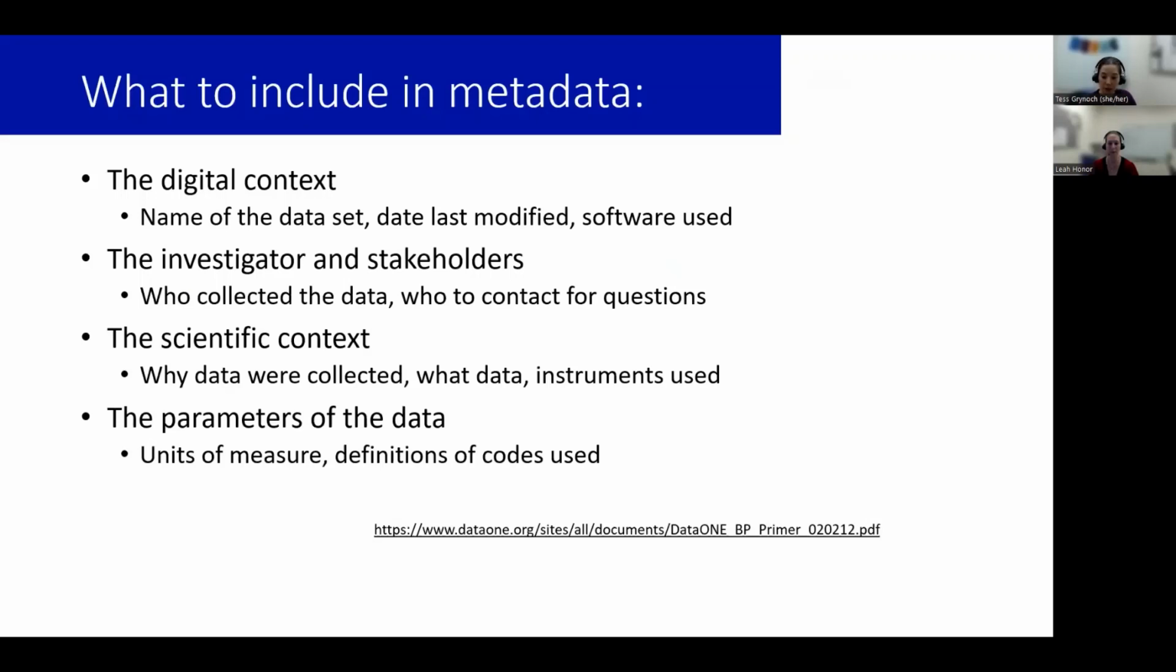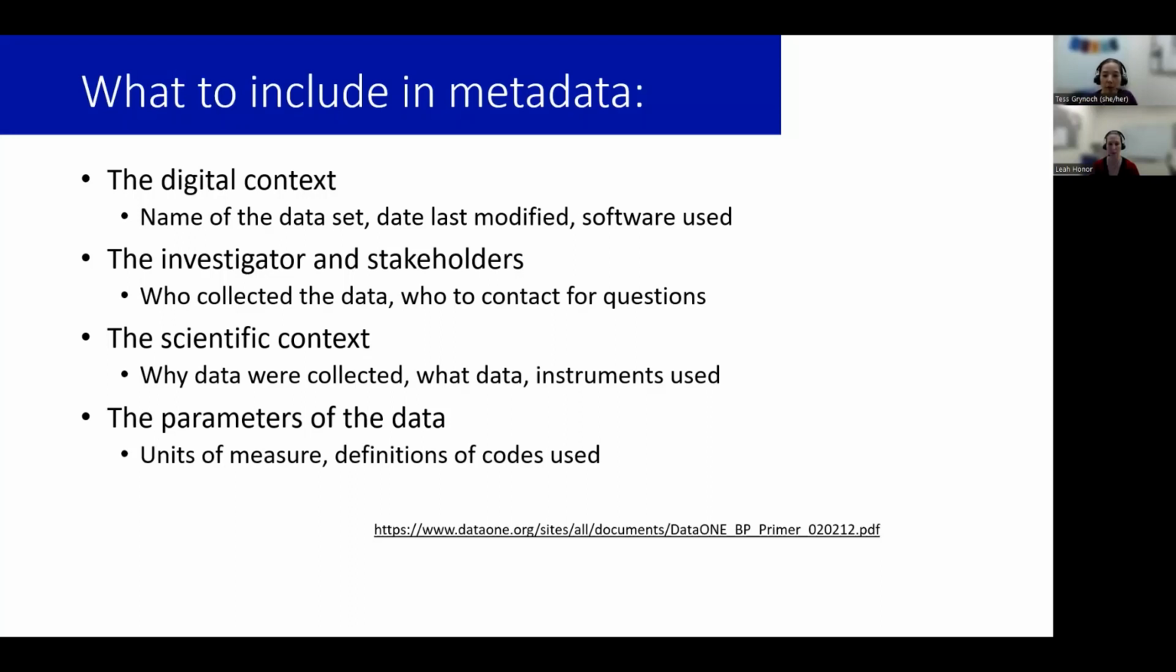Comprehensive data documentation, or metadata, is the key to future understanding of research data. Without a thorough description, it is unlikely that the data can be easily discovered, understood, or effectively used. So what details should you be including in your metadata? Specifics on the digital context, the investigators and stakeholders, the scientific context, and the parameters of the data are all good places to start. And anything else someone needs to know to better understand the data.